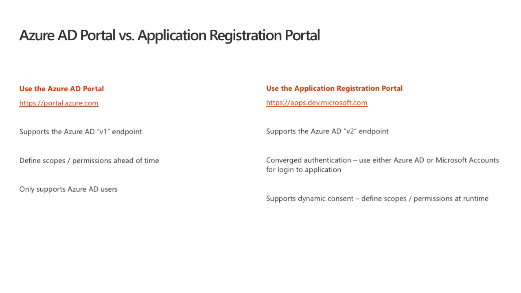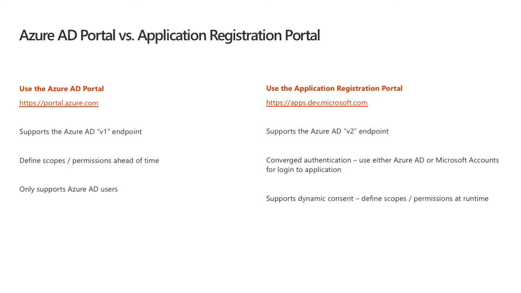Now we have two different sites we can use for registering an application. The Azure AD portal works with the V1 endpoint, and you're going to have to define the permissions or scopes ahead of time. It only supports Azure AD users. The Microsoft Graph supports both consumer or Microsoft accounts and the Azure AD based, or work and school based, logins as well for business users.